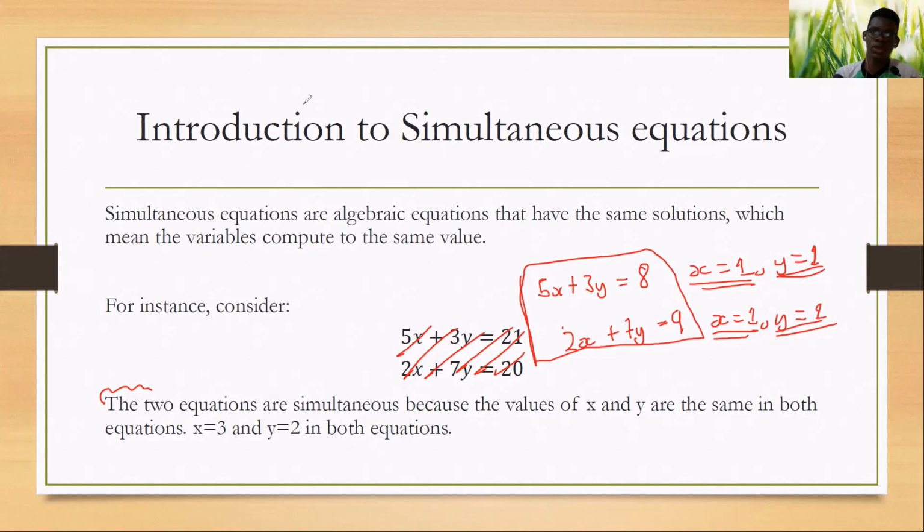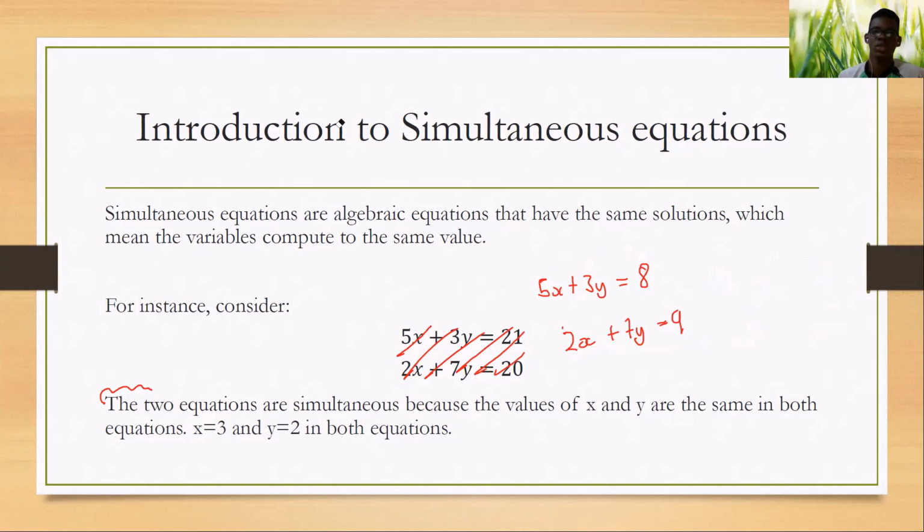So whether we're looking at linear, nonlinear, quadratic, whatever type of equation it is, what we're going to be doing is solving two equations simultaneously by finding that common value, that common unknown, or the common solution for x and y, right?